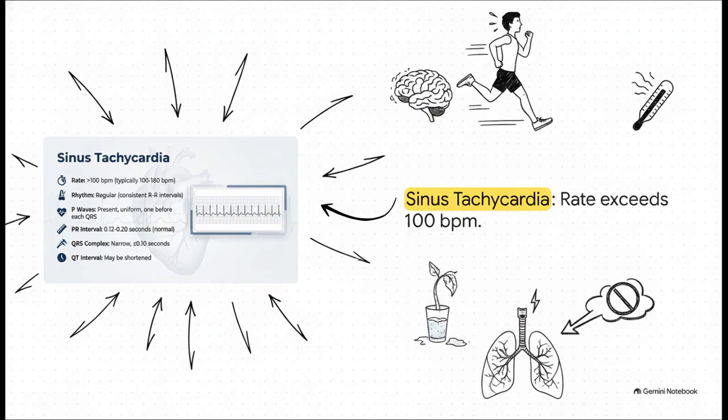The rhythm is regular, the P waves and QRS are all doing their thing, but the rate just shoots up, typically landing somewhere between 100 and 180 beats per minute. Your body does this as a compensatory response to things like exercise, stress, fever, dehydration, or hypoxia. So the treatment here isn't necessarily slamming them with a cardiac drug, it's finding and fixing the underlying cause.